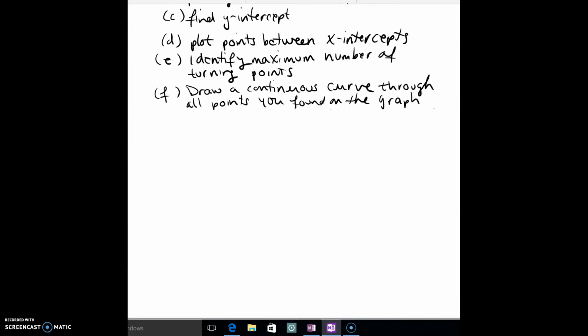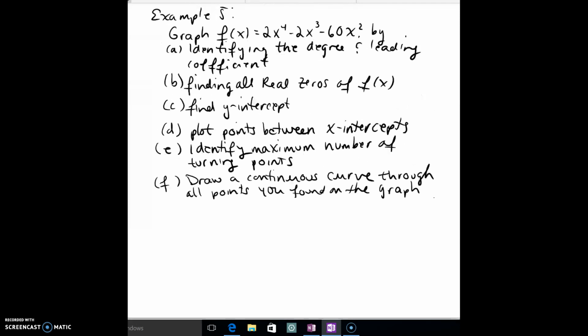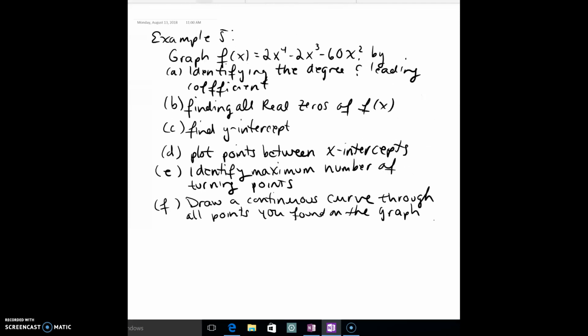So the first thing that I'm going to do is take a look at part A, which says the following. It says identify the degree and the leading coefficient. But remember, when we identified the degree of the polynomial and the leading coefficient, that's going to give us an idea as to what the end behavior of the graph looks like.